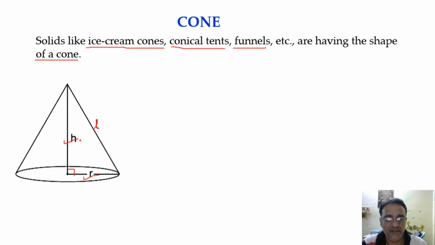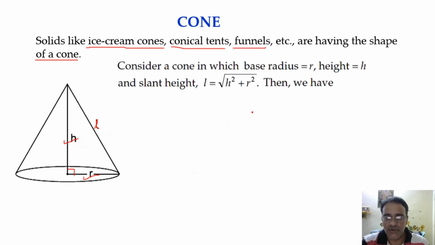L square is equal to r square plus h square. If you use Pythagoras theorem, you will get the relation between these three. So any doubt here in this one? Slant height formula? No, sir.